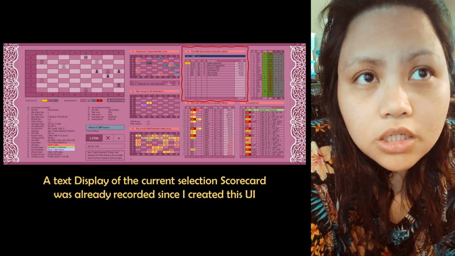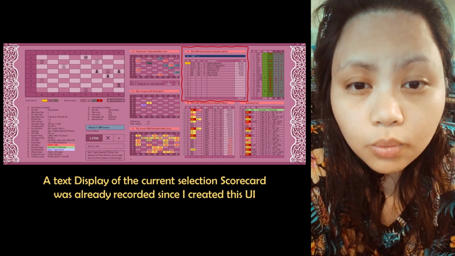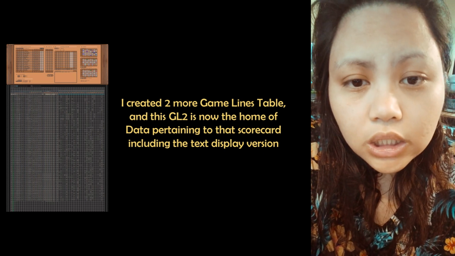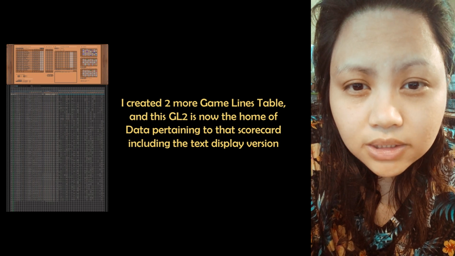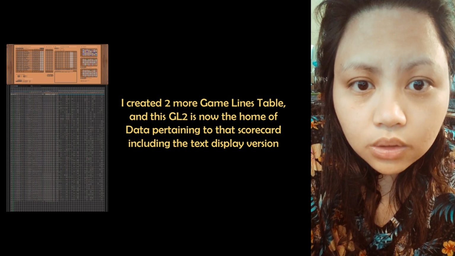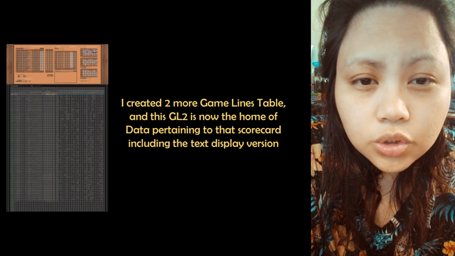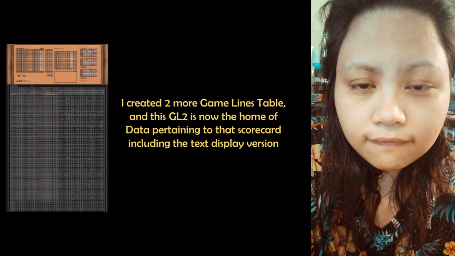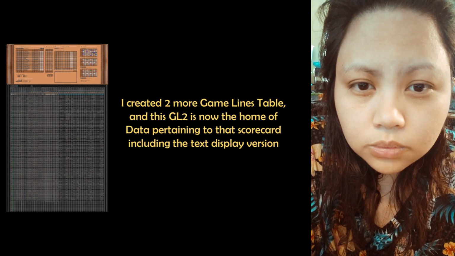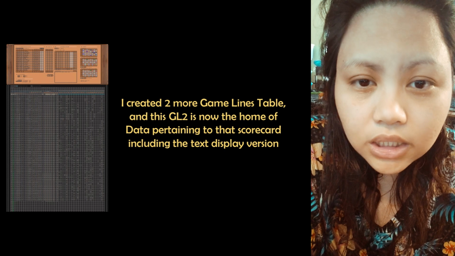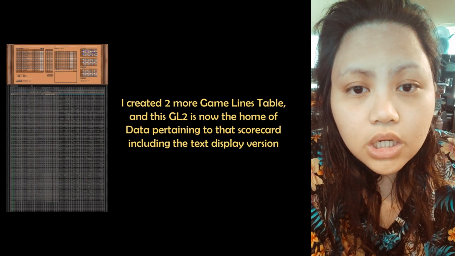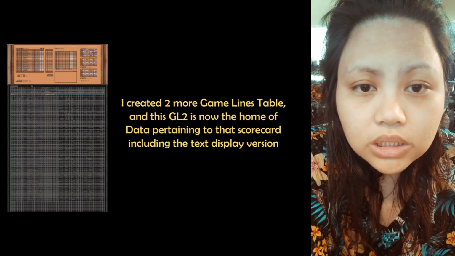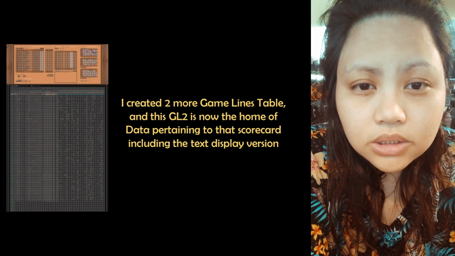And then I added 2 more game lines tables. That was a while ago. Because I only had the first game lines table, but then I wanted to record more data. I actually want not just a text, but a breakdown, like all the values in each column. I want to work with that data. So this is recorded, and this UI dashboard is referencing that game lines table.